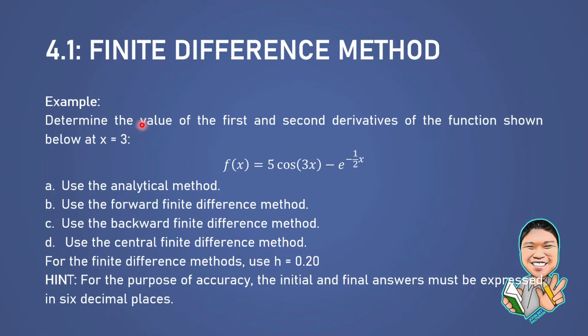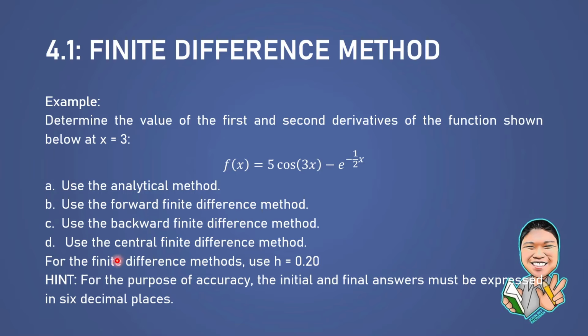Example: determine the value of the first and second derivatives of the function shown below at x equals 3. So, yung function natin is f of x equals 5 cosine 3x minus e raised to negative 1/2 of x. Letter A, using the analytical method. Letter B, using the forward finite difference method. Letter C, using the backward finite difference method. And letter D, using the central finite difference method.